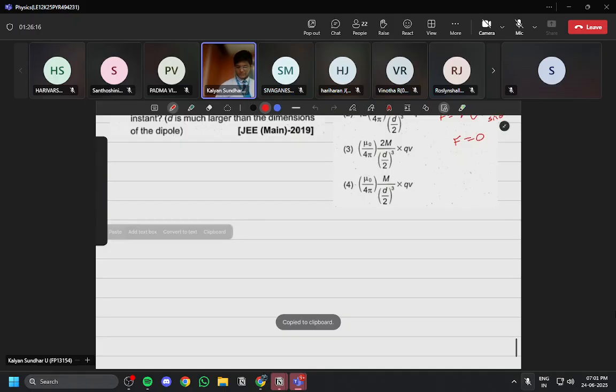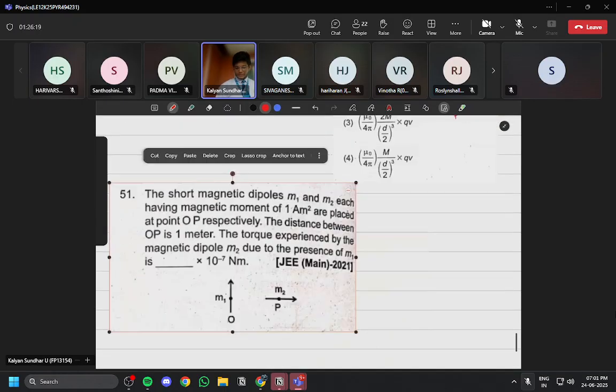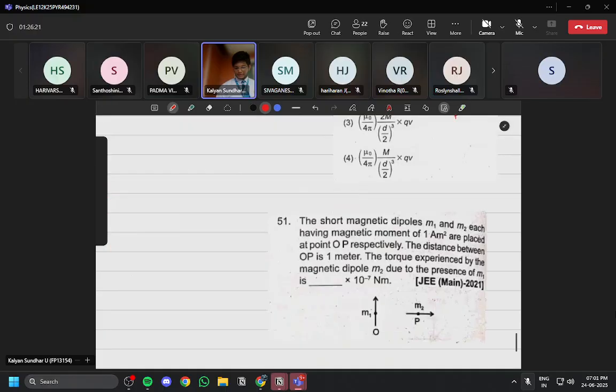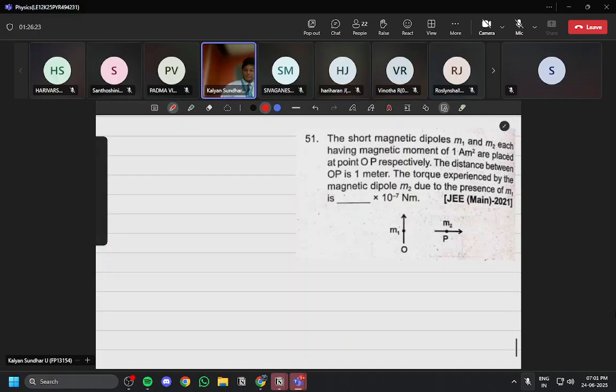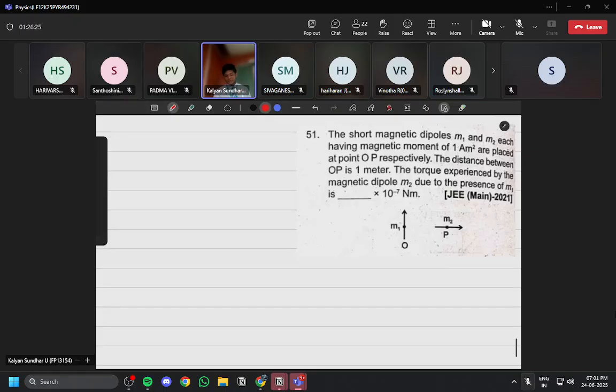Right, last question for the day. Short magnetic dipoles M1 and M2, each having a dipole moment of 1 ampere meter square, are placed at points O and P respectively. The distance between O and P is 1 meter. The torque experienced by magnetic dipole M2 due to the presence of M1 will be how much?